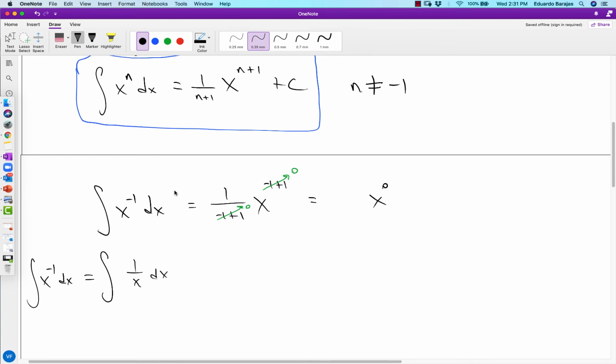Okay, so if you recall, we're looking for a function whose derivative equals 1 over x. And so hopefully ln of x comes to mind. So ln of x is a function whose derivative equals this. But we do have to be careful, though, because remember that the domain of the ln function is positive numbers. I'll put it here. Domain of the ln function is positive numbers.